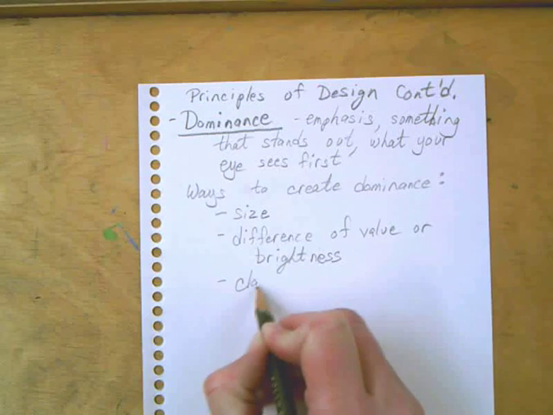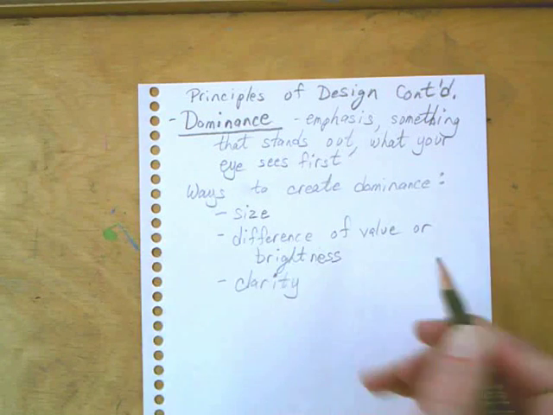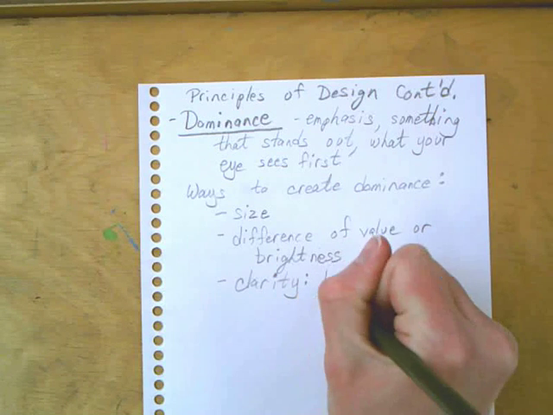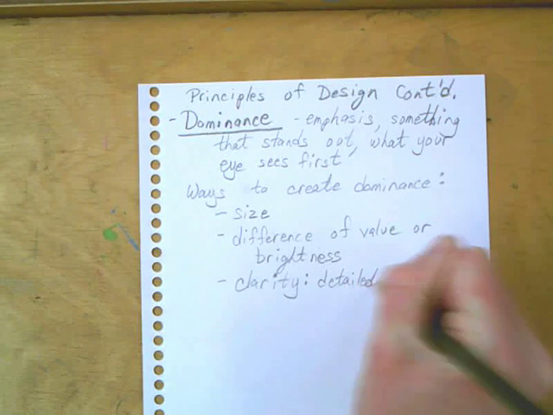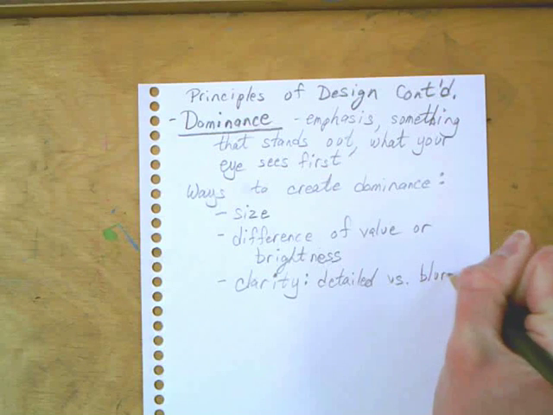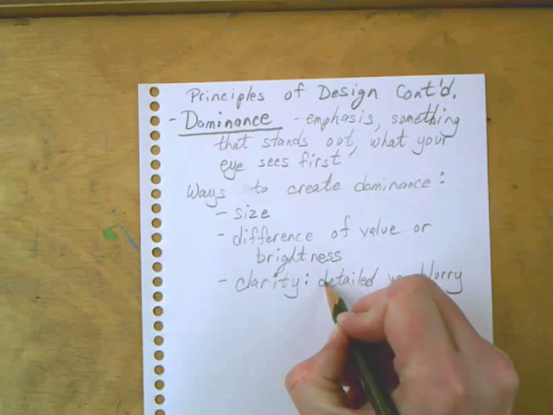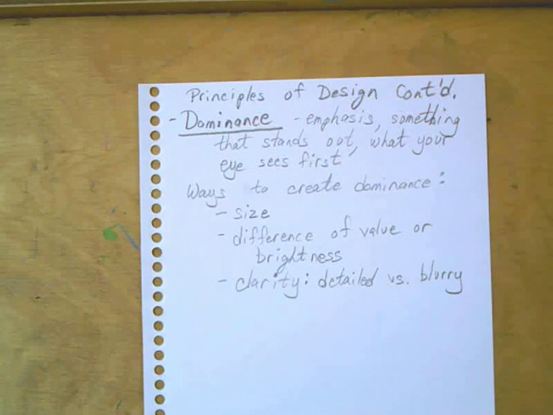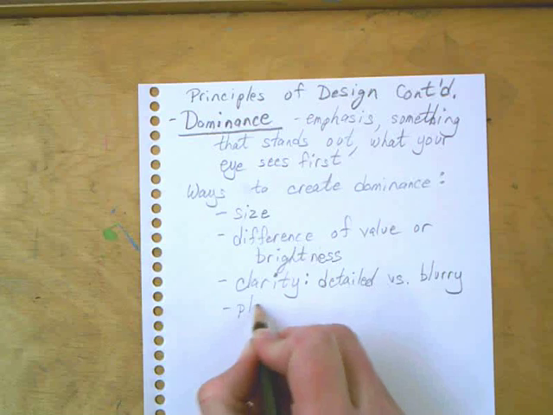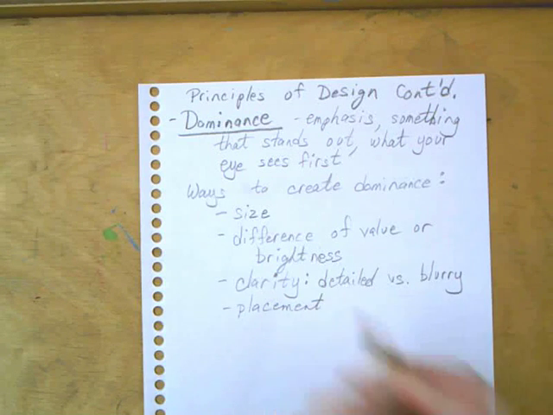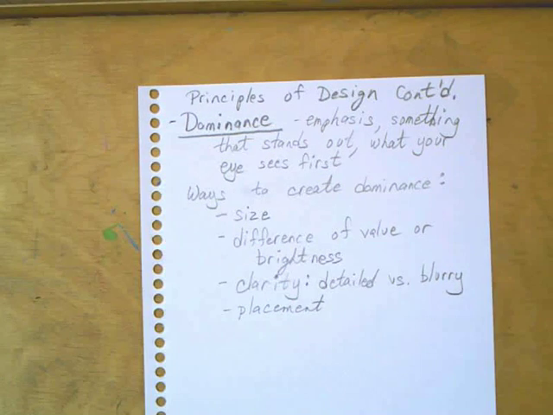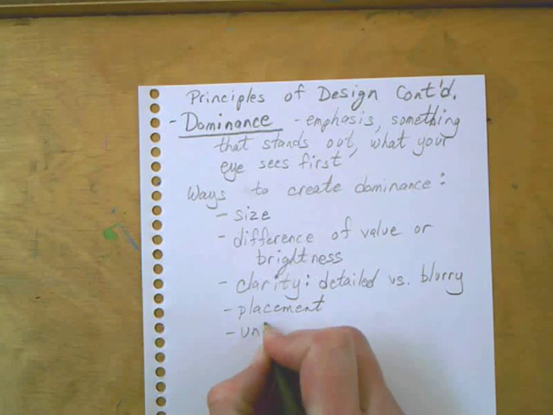Could be how clear things are, the clarity. If it's detailed, it'll stand out against blurry. Could be the placement of something. If you want it to stand out, maybe you put it in the middle, maybe you put it off to the side, depending on what it's against. Or it could be something unique compared to the rest.